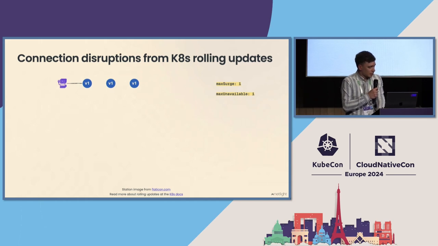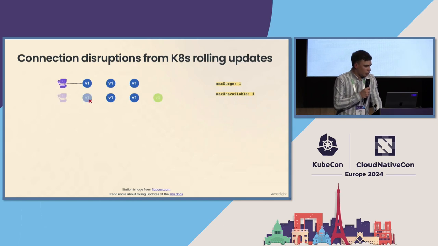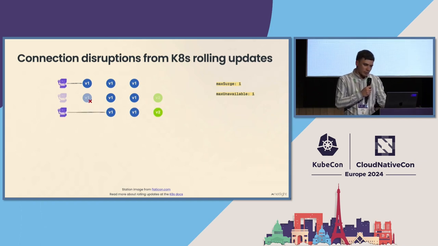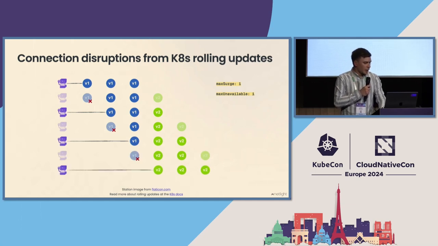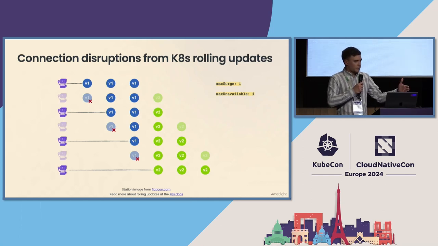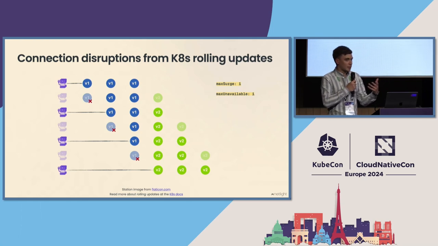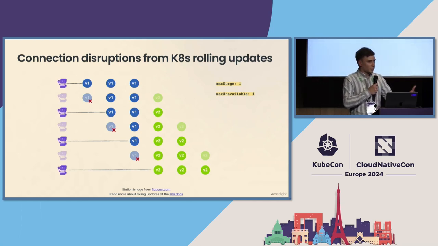So take a look at this scenario. We have the station connected. Let's say we have three replicas of version one, and we want to do an update. We'll start by killing one pod from version one, scaling up a version two pod, and at that point the station would lose connection. But it will then try to connect to another pod and establish it again, right? And then we repeat this process a couple of times until we have all of the pods in version two. You see, even in this trivial example with just three pods and one station, the station lost its connection three times. It had to reconnect.